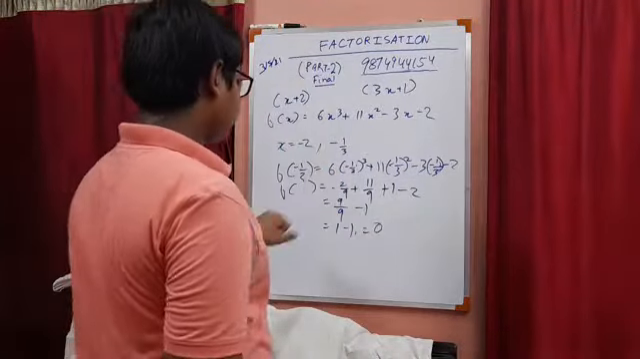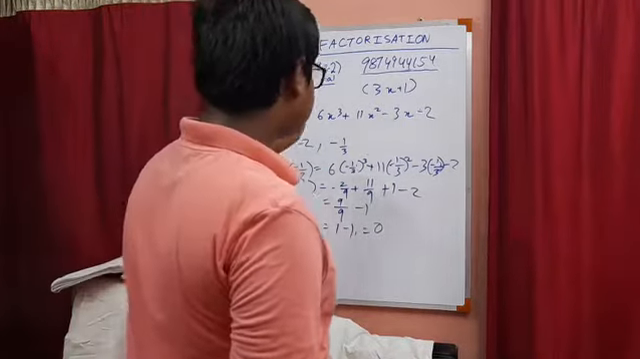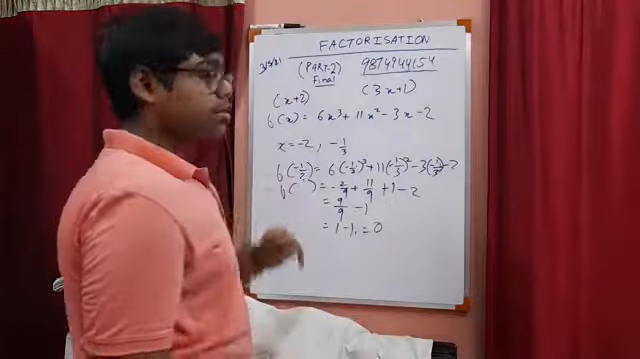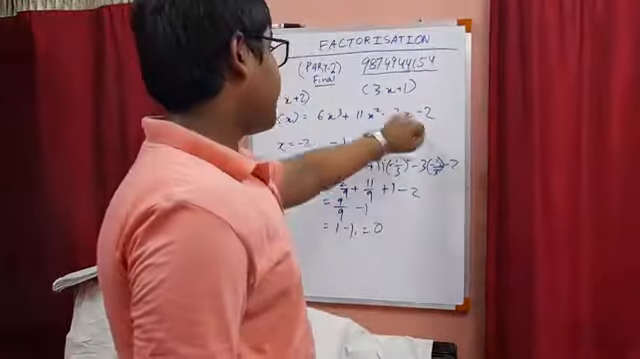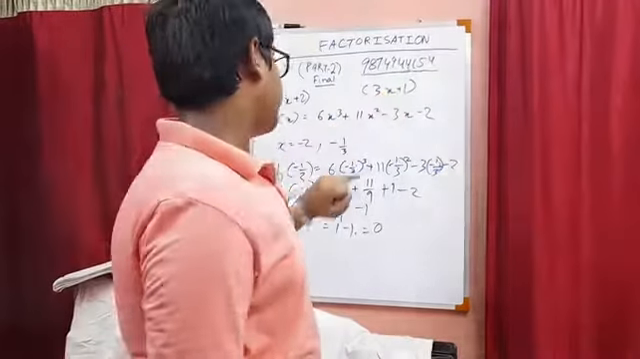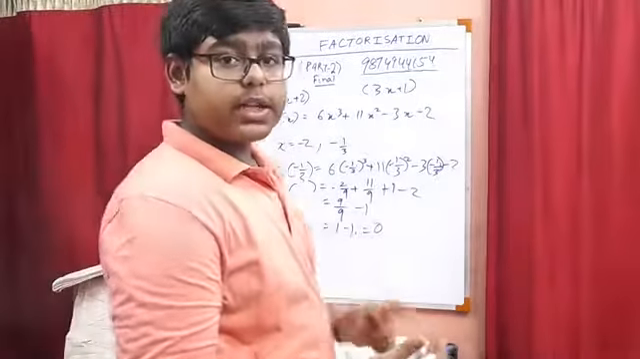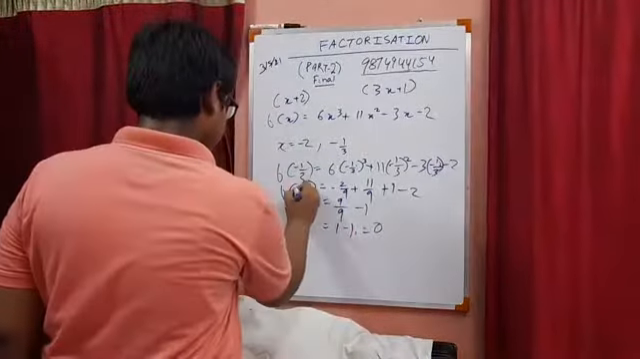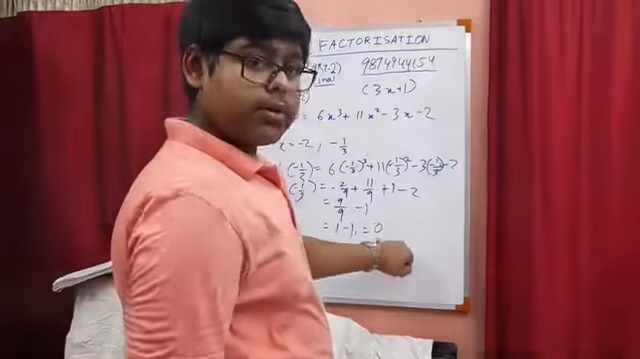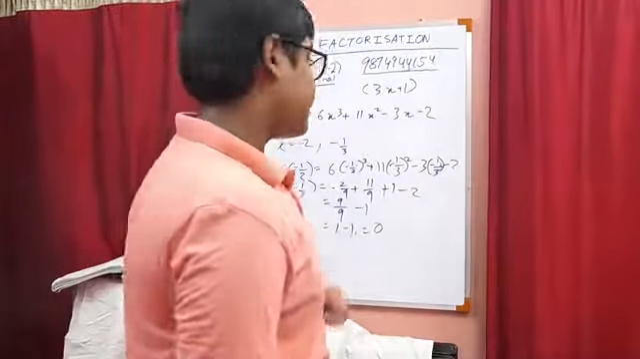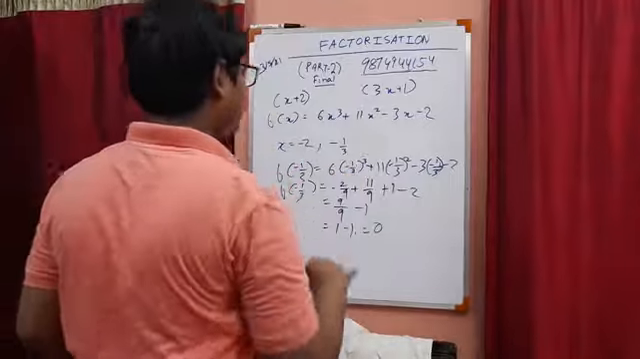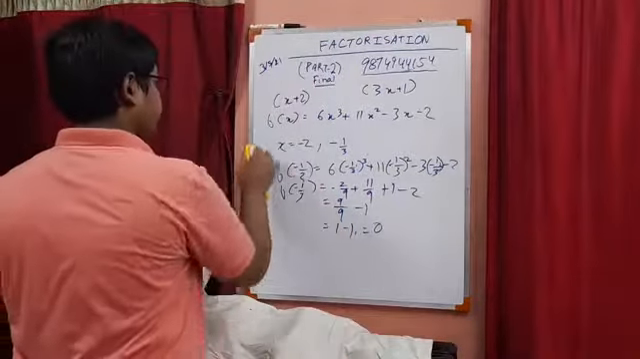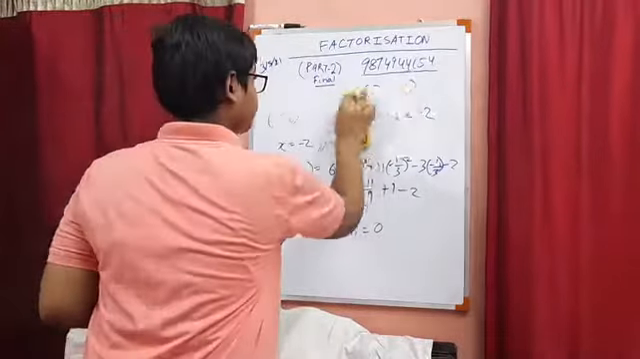Now x plus 2, by the previous equations, stated that f of minus 2 is equal to 0. Therefore x plus 2 is a factor of this polynomial, and 3x plus 1, which will give the value of x as minus 1 by 3, stated that f of minus 1 by 3 is equal to 0. Thus 3x plus 1 is a factor of 6x cube plus 11x square minus 3x minus 2.